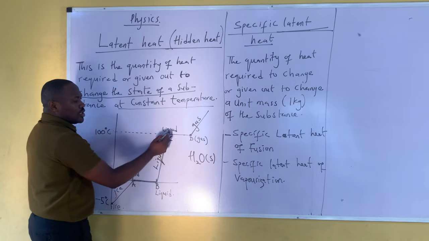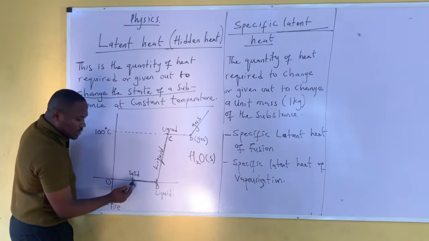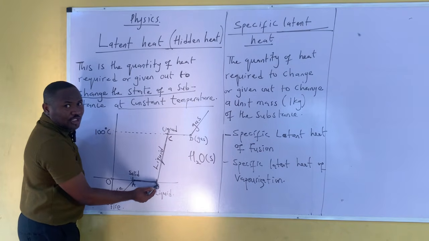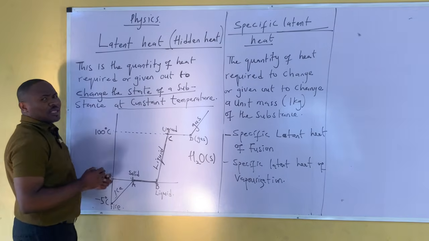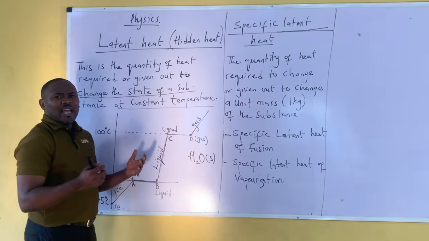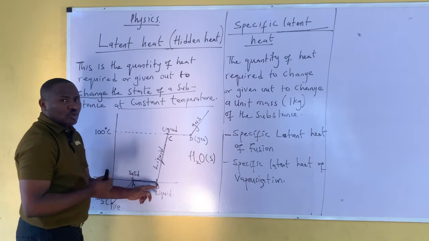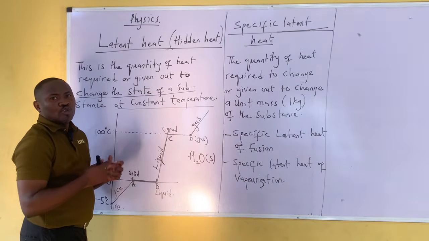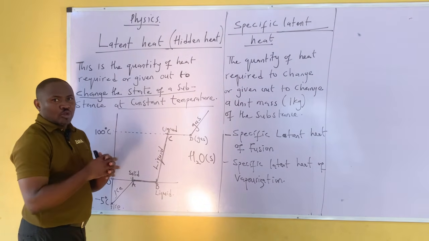So liquid is becoming gas. There is a change in the state. Solid is becoming liquid. There is a change in the state, but at constant temperature. So now we are not saying that there is no acquiring of heat, because for a solid to become liquid, it has to acquire heat to break the bonds that are binding the molecules together.